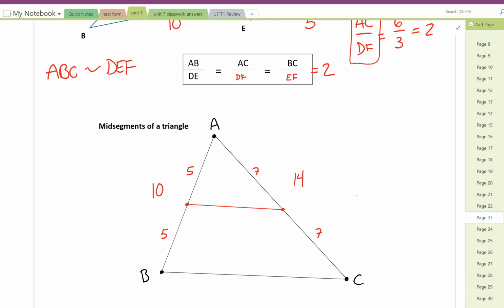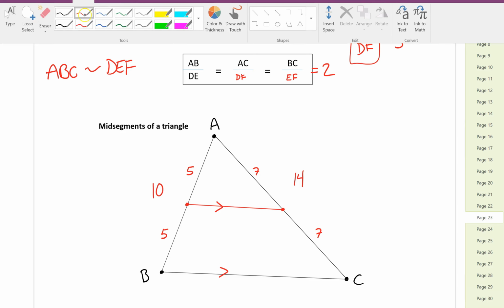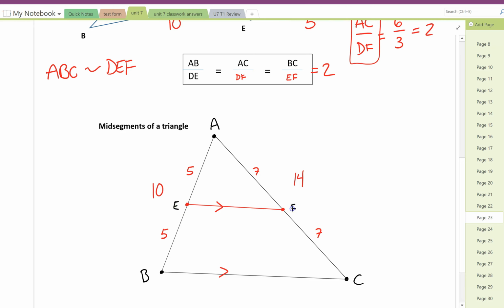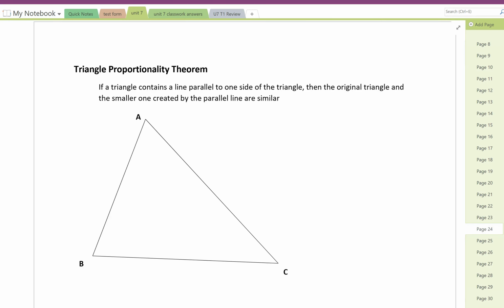A couple of things we know about a mid-segment. One is that it's parallel to the side that it doesn't touch. Right? So if I call this point E and this point F, line segment EF is parallel to BC, the one that it doesn't touch. Okay, I also know that EF is going to be half as long as BC. So if BC, let's say, is 12, EF would have to be 6. Okay, those two things are review.